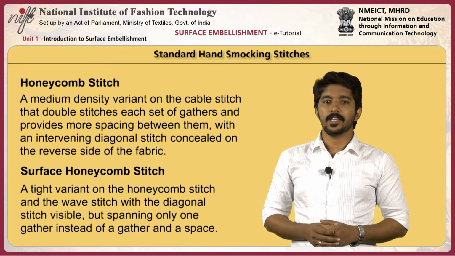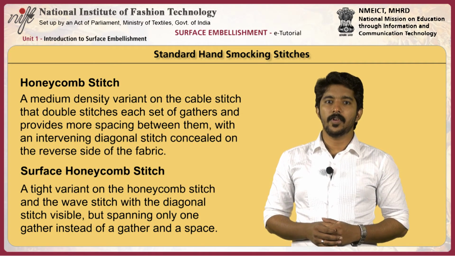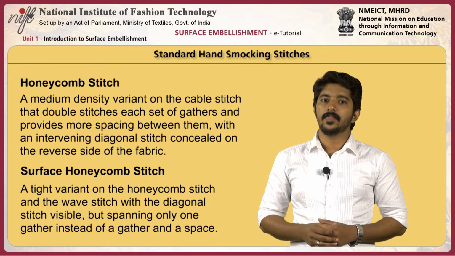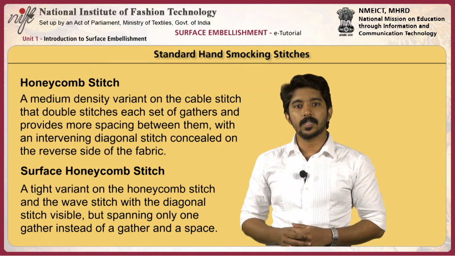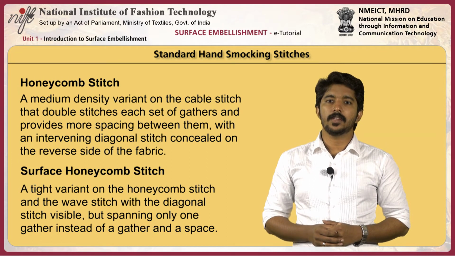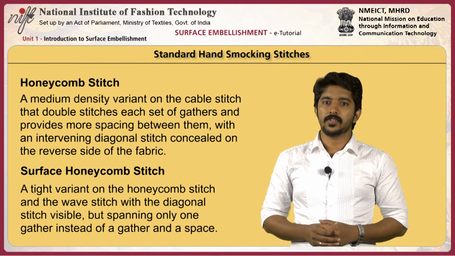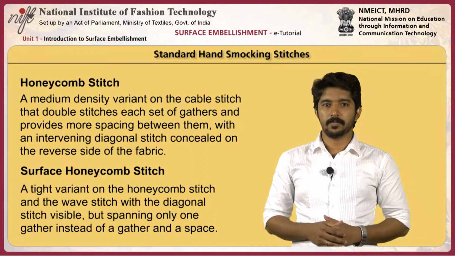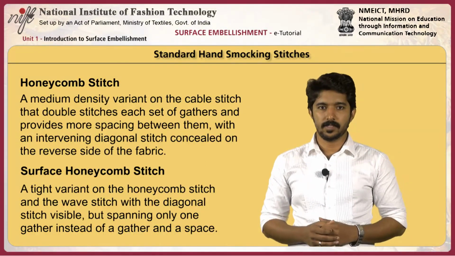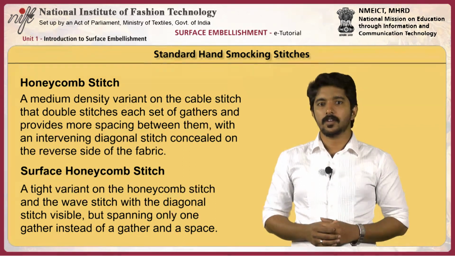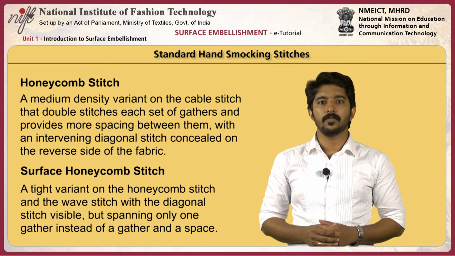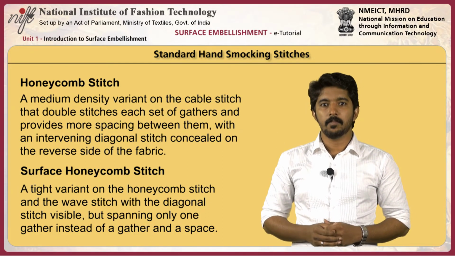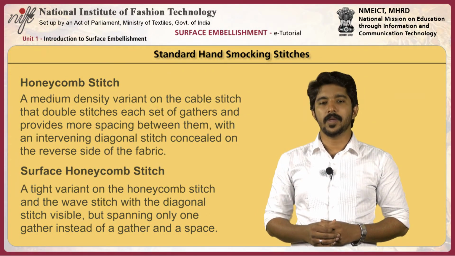Honeycomb stitch. Honeycomb stitch is a medium density variant on the cable stitch that double stitches each set of gathers and provides more spacing between them with an intervening diagonal stitch concealed on the reverse side of the fabric. Surface honeycomb stitch is a tight variant on the honeycomb stitch and the wave stitch with a diagonal stitch visible but spanning only one gather instead of a gather and a space.